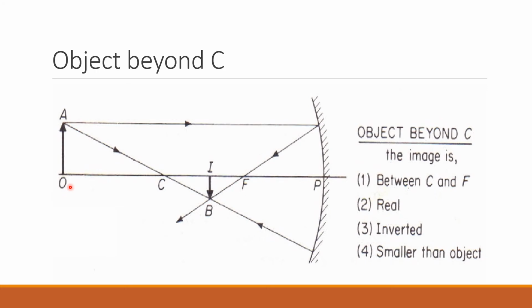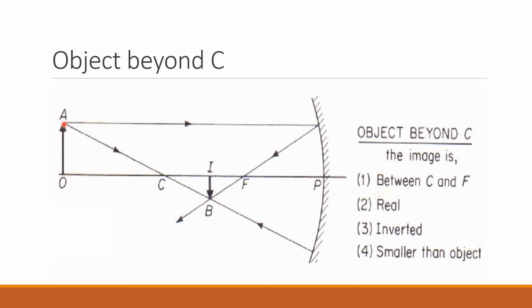Now coming to our second one, when the object OA is placed beyond center of curvature. This point is center of curvature. Fine. When it is placed beyond center of curvature, now let us consider your first ray. This is your first ray. This ray moves parallel to the principal axis. After reflection, it passes through the focus. Can you see? It is passing through the focus.